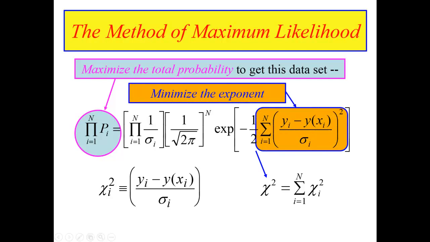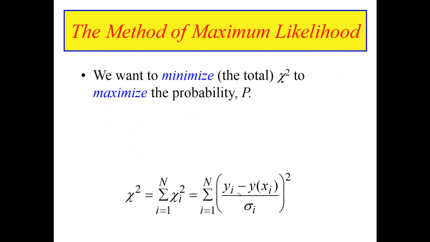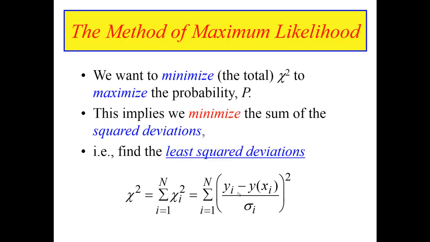So in order to maximize the probability, since the exponential term has a negative in front of it, we basically want to minimize this exponent. So we're minimizing the chi-square value. The chi-square value is the sum of the individual squares of these terms, and so that's why this method is often called the least squares method. What I just said summarizes it right there.